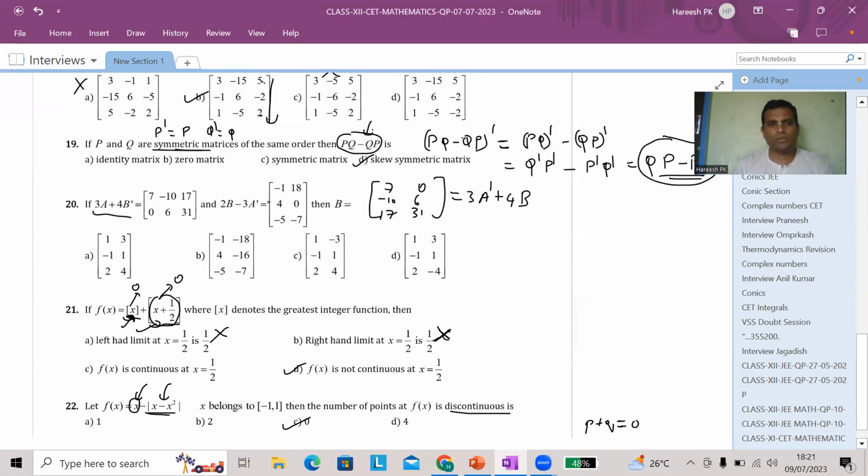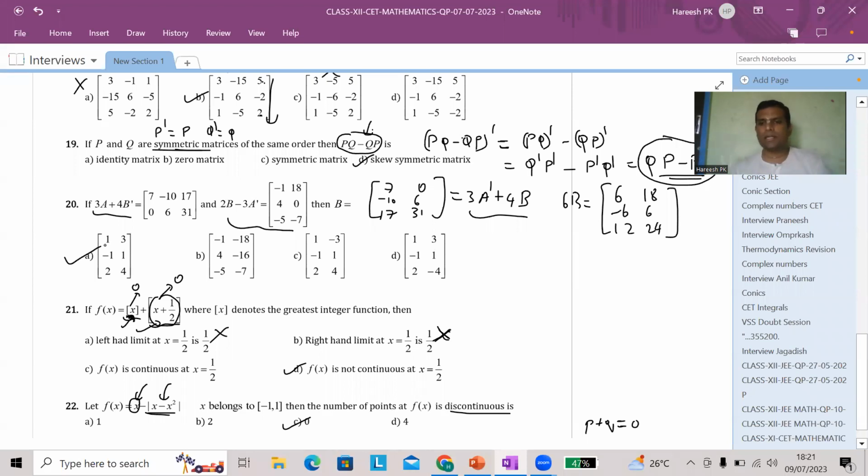Now, when you add up both, right? When you add up this equation and this equation, A transpose gets cancelled. So you'll end up getting 6B is nothing but 7 minus 1, 6, minus 6, and 12, 18, 6, and 24. So obviously, B will be simply the first row will be 1, 3, then minus 1, 1, and then 2, 4, which is option A.